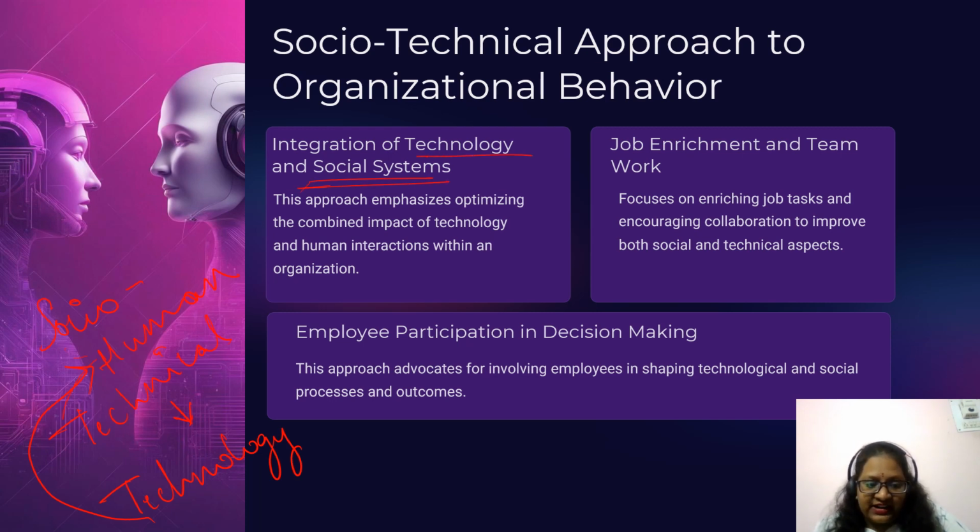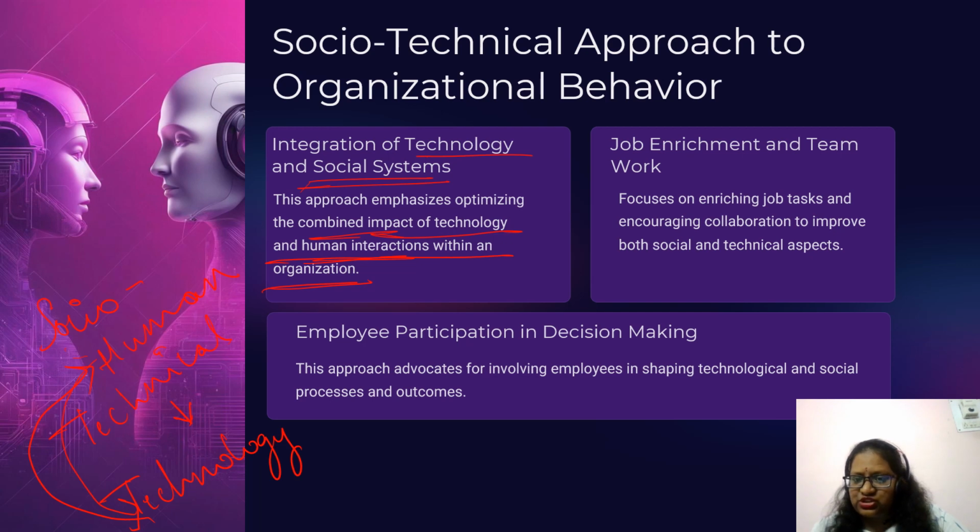This human and technology are internally connected, and this integration is studied and observed in the socio-technical approach to organizational behavior. Now this approach emphasizes optimizing the combined impact of technology and human interactions within the organization. It's a combined impact of technology and human interactions.